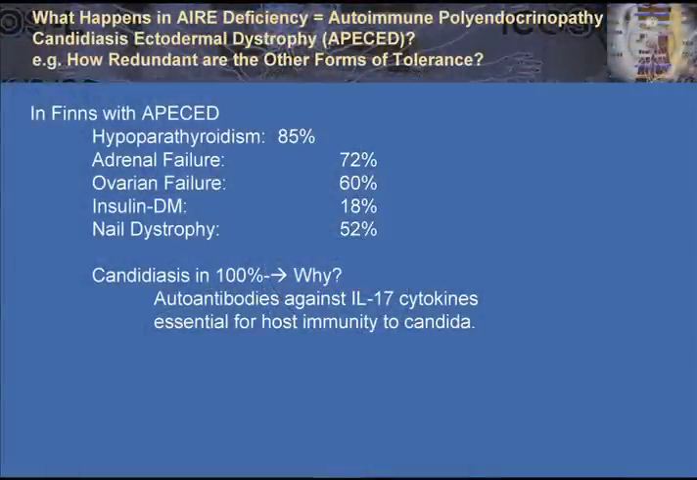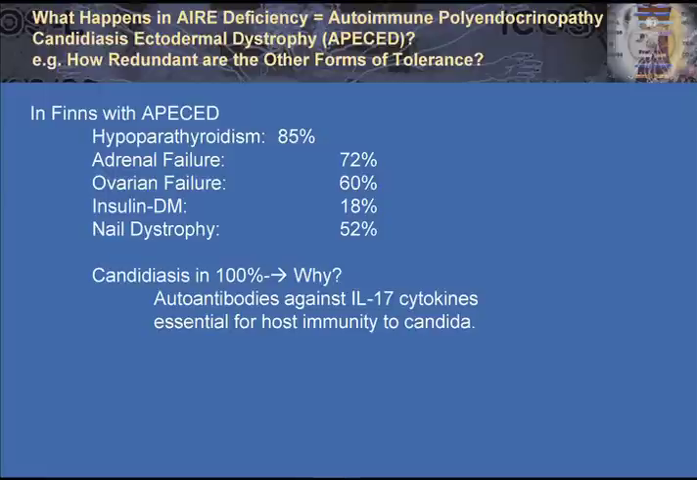So what happens if in this pathway AIRE deficiency is present, if these elements don't work? So we're going to talk about APECED, which stands for Autoimmune Polyendocrinopathy, Candidiasis, Ectodermal Dystrophy, which is a mouthful. And I'm not going to talk a lot about the ectodermal dystrophy, but I want to show you that in a Finnish cohort, the patients with APECED had this. They had hypoparathyroidism, so they had an immune response directed against PTH. They had adrenal failure. They had an immune response directed against their adrenal glands.